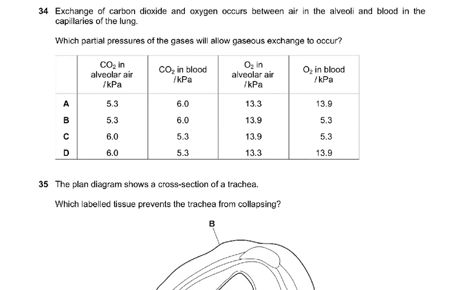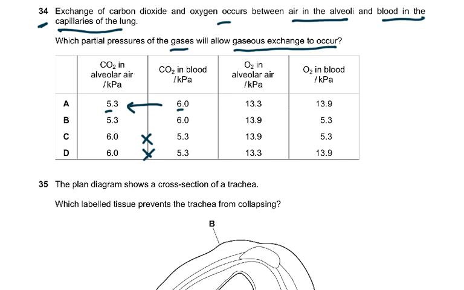Now, question number 34. Exchange of carbon dioxide and oxygen occurs between air in the alveoli and blood in the capillaries of the lung. Which partial pressures of the gases will allow gaseous exchange to occur? So, of course, you've got to understand that carbon dioxide in the blood should always be more. So these are wrong. Carbon dioxide in the blood is 6 and in the alveolus is 5.3. Only then is diffusion going to take place.